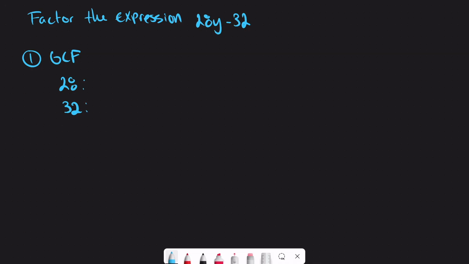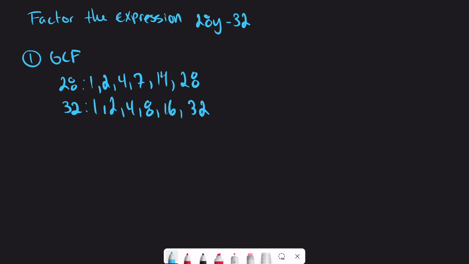So the factors of 28, both of these start with 1. It can be divided by 2. It cannot be divided by 3. Can it be divided by 4? Yes. And then 7. Can it be divided by 8? No. 9? No. 10? Nope. The 14 is the next one. And then 28. And the factors of 32: can it be divided by 1? Yes. Can it be divided by 2? Yes. Can it be divided by 4? Yes. By 8? Yes. 16? Yes. And then 32. So the last one I see that's alike is the 4 itself.